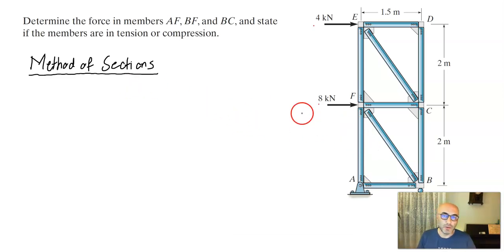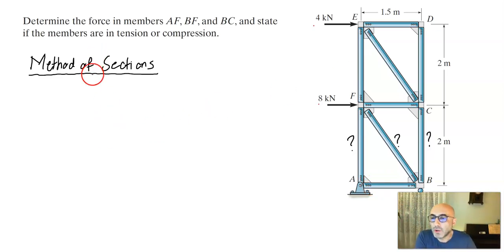Okay, so we are asked to find here the forces AF, so force AF, BF, this diagonal member, force in this diagonal member, and BC, this member. So what are the forces? And we need to state if they are subject to tension or subject to compression.